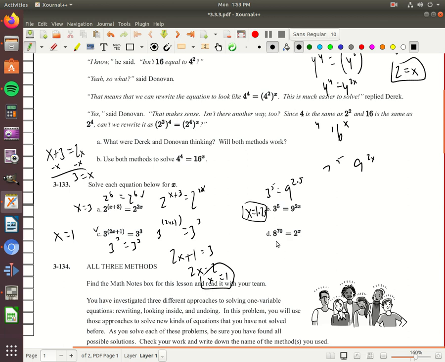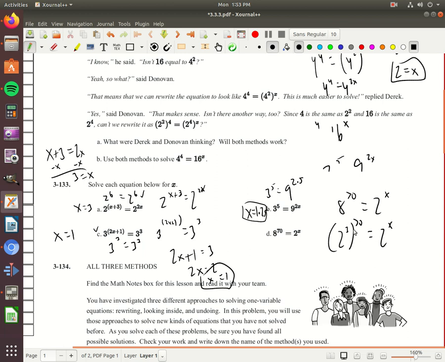And then finally, the last one, I don't know if this is the most difficult. If you're getting the hang of this, it's probably pretty easy now. If not, then that's fine. We'll go through it. But how do I write 8 as a base 2? Well, 2 times 2 is 4 times 2 is 8. So this will be 2 to the third to the 70th equals 2 to the x.